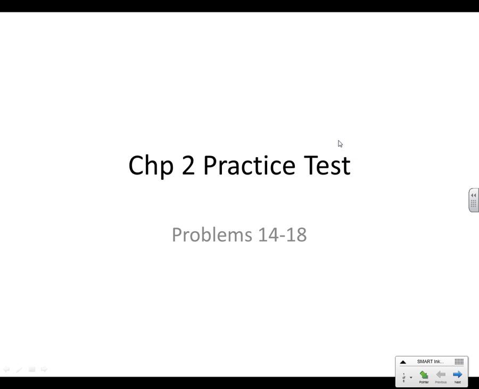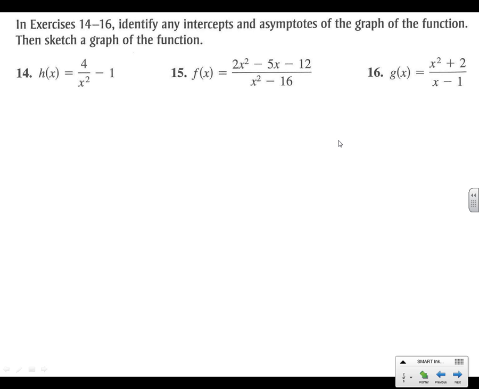Alright, so we're going to go over problems 14 through 18 on the practice test in review of the chapter test coming up next week. So we're going to start with problem 14. Identify the intercepts and asymptotes of the graph and then sketch the graph of the function.